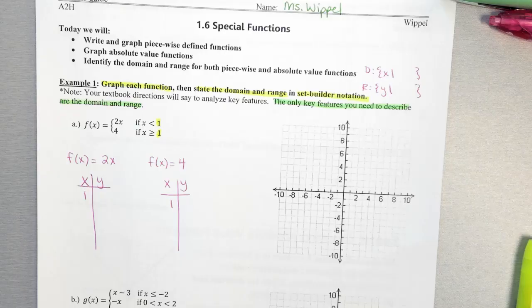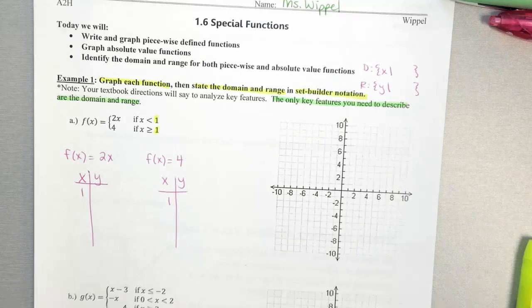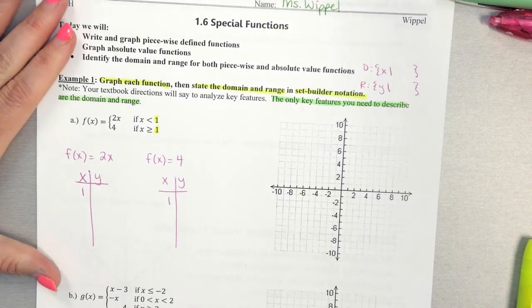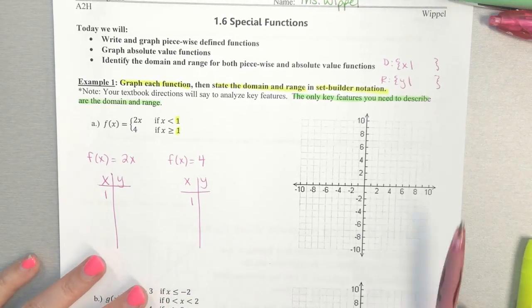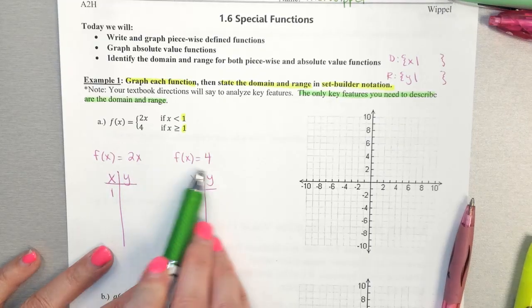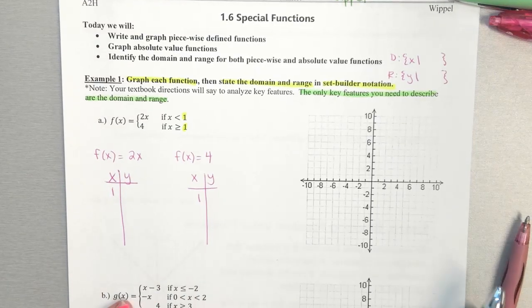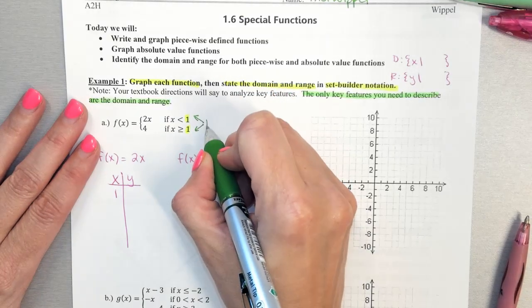Okay, so when you're graphing each function in your textbook, it's going to say to analyze key features, and the only one you have to write down is going to be the domain and range. All right, so we already got started with this part. So if you have f of x equals 2x and 4, these are two separate functions that you can analyze. These are your key values that you have to put on your table.